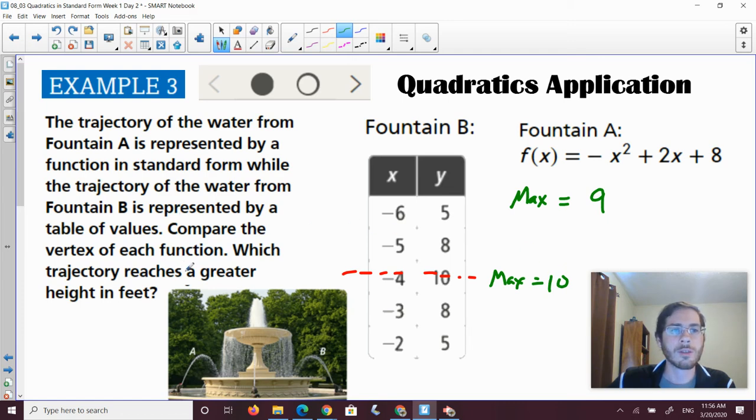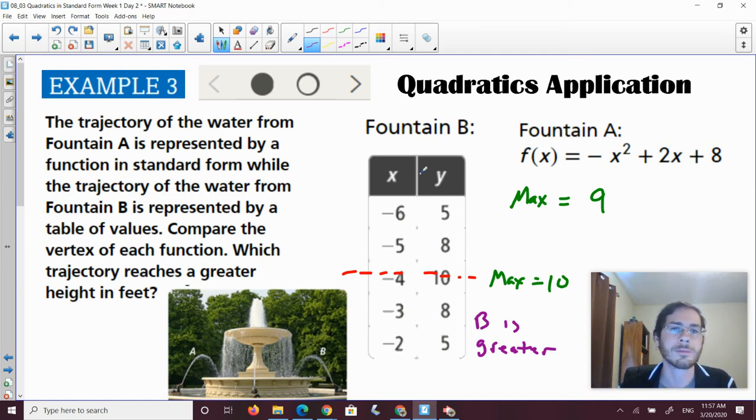So which one is greater? Well, fountain B is greater because it's 10 versus 9. So in our picture, B should actually be at a greater height. So maybe we've got a perspective thing. Maybe A is just closer to us in the foreground, B is in the background. That's why it looks like it's the same.